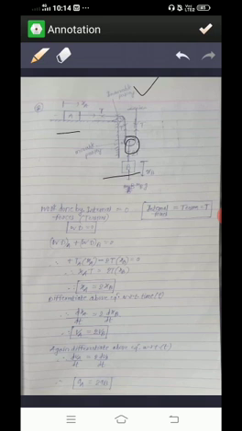Which type of pulley is this? This is a movable pulley, and the other end of that string is attached to the fixed support. Remember this. Again, if you see the figure, from the second pulley the block B is attached by a string. So this is your figure.